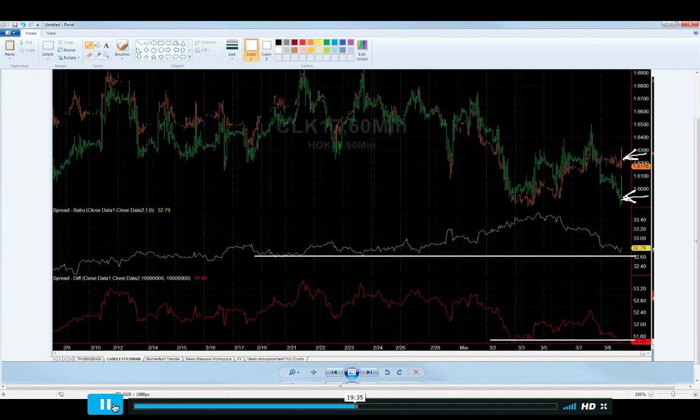Everybody see what the trade setup was, though? Everybody understand how we were bouncing off of the support? We were at an extreme on spread diff, on support, on ratio. Any questions so far?